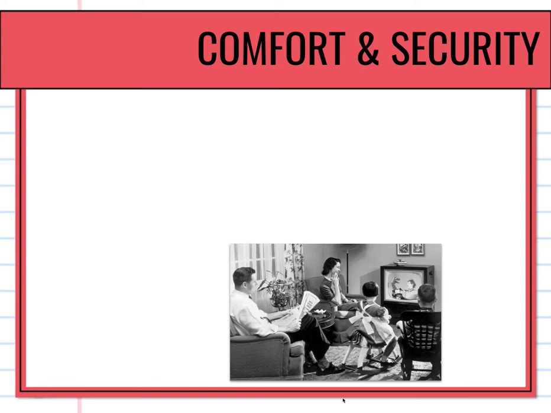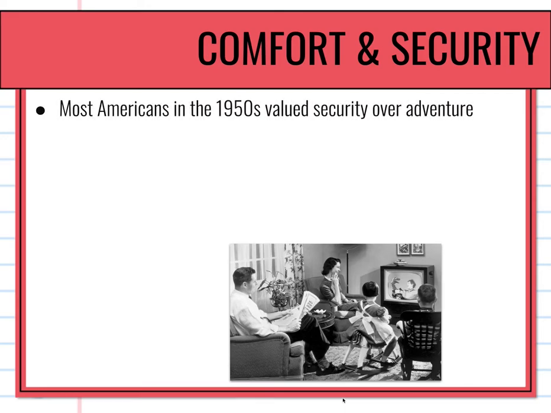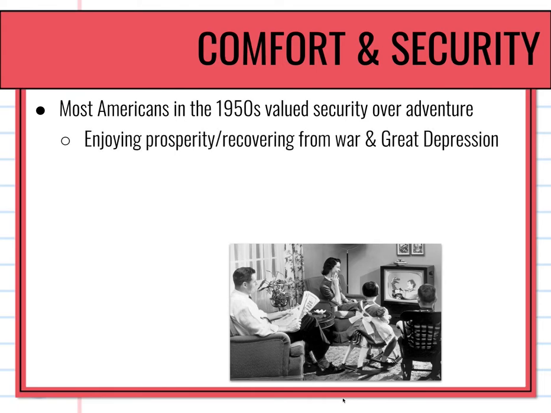So we move back to the Nifty Fifties, as I said, talking about what life was like post-World War II. Most Americans in the 50s are valuing comfort and security over adventure or a risky lifestyle. The 1950s can be compared to the 1920s because it was very prosperous. We came out of a war. We were victorious. So a lot of Americans don't want to get themselves into trouble like we did in the 1920s. So we're a little bit more cautious at this time.